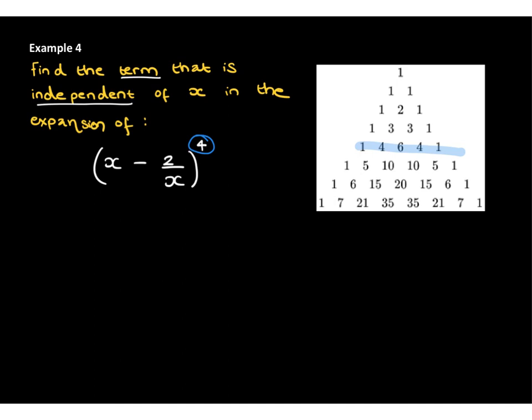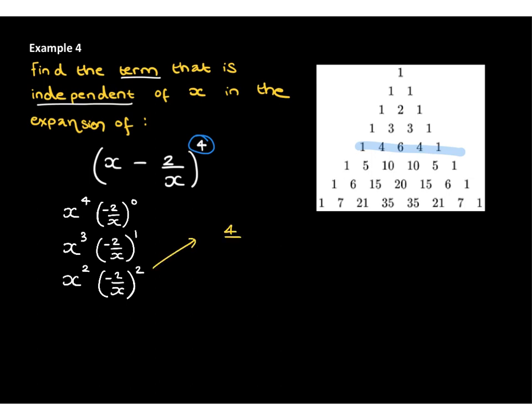So if you think about the structure of the terms, we'll start off with x being raised to the power 4 and minus 2 over x being raised to the power 0. We then have x cubed and minus 2 over x to the power 1. X squared and minus 2 over x to the power 2. Now here is the point at which you should stop and think, because when you square negative 2 over x, what will you get? Well, you'll get 4 over x squared. And if you're multiplying that by x squared, that is where the cancellation occurs.